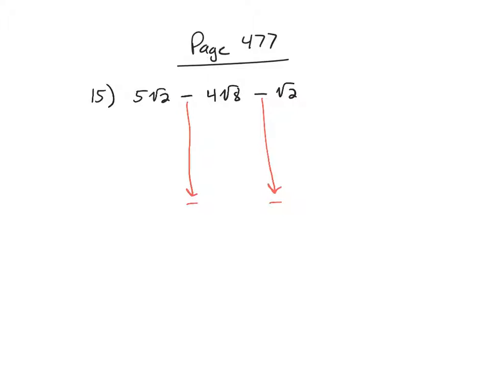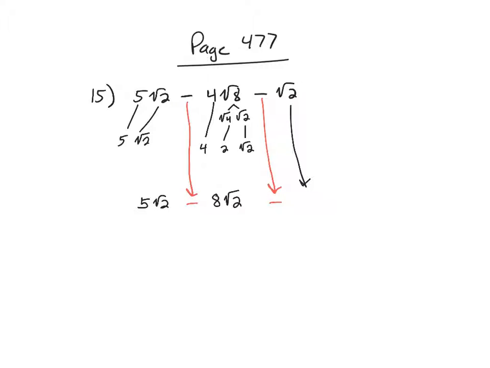So for the first one, the 5 comes down, it's finished, the radical 2 comes down, so there's really nothing to do for that one. It's 5 radical 2. This one, however, the 4 is finished. I need to break the radical 8 into radical 4 times radical 2. I know the square root of 4 is 2. I don't know the square root of 2, so that just comes down. And I've got 4 times 2, which is 8, times radical 2. The last one comes down just as it is, so it's a radical 2.